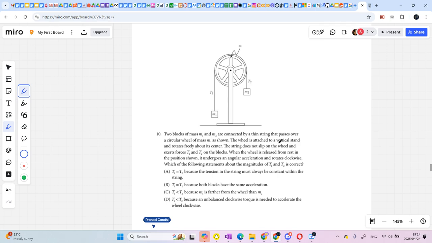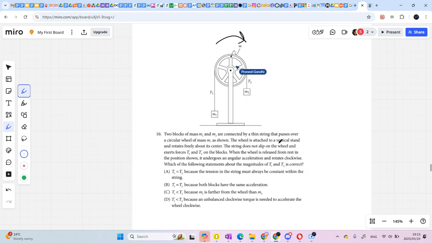Question 10. Two blocks of mass M1 and M2 are connected by a thin string that passes over a circular wheel of mass M as shown. The wheel is attached to a vertical stand and rotates freely about its center. The string does not slip on the wheel and exerts forces T1 and T2 on the blocks. When the wheel is released from rest in the position shown, it undergoes an angular acceleration and rotates clockwise. So when it's released, it starts rotating this way. Which of the following statements about the magnitudes of T1 and T2 is correct?